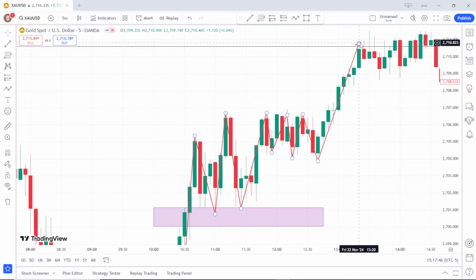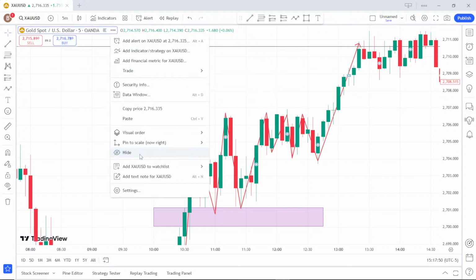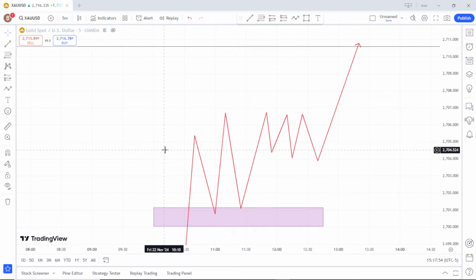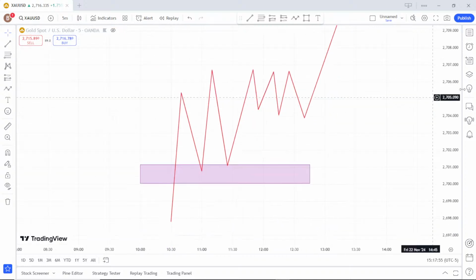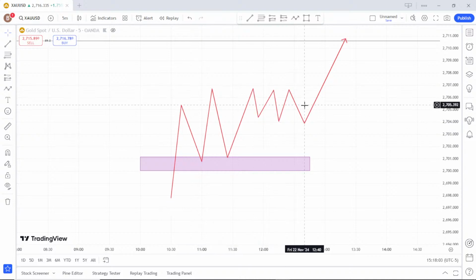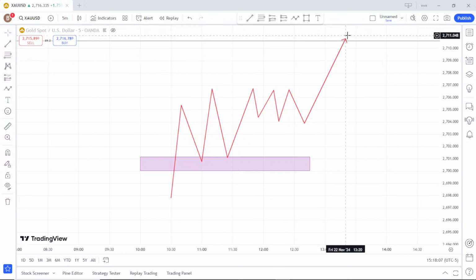I've taught you this. If I hide the chart, this is how it looks. The expansion, the retracement, more expansion, retracement, more expansion, consolidation, and then more expansions to get to that liquidity point. It's not rocket science.